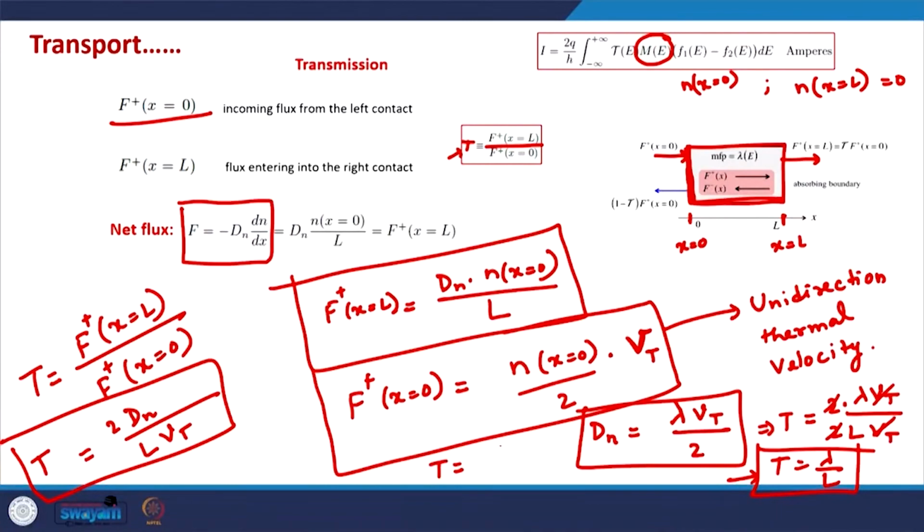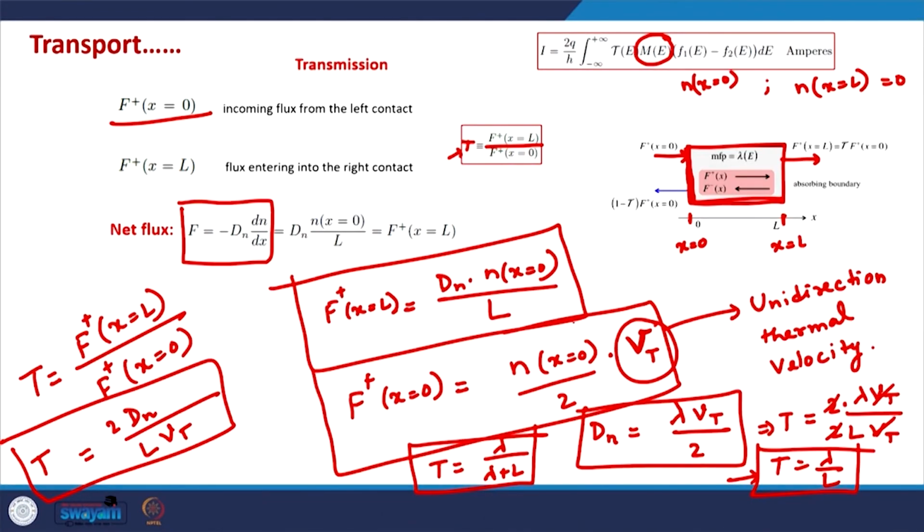But if we consider the quasi-ballistic limit, in which the channel length and the mean free path are of the same order, then this becomes lambda divided by lambda plus L. So this is just a quick refresher of the general model of transport and how we will use those equations in the context of the MOSFET.